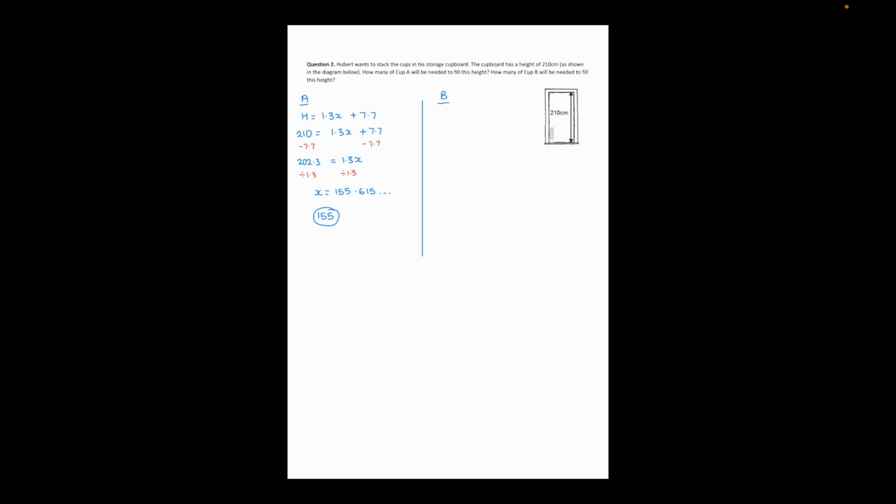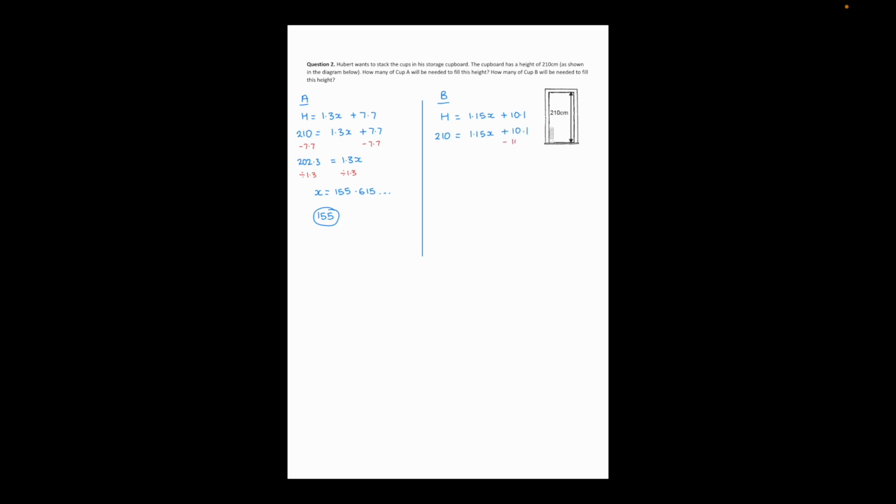And then for cup B, I'm going to do the same thing again, but this time with the equation for B. So I know that the height is equal to 1.15x plus 10.1. And I'm trying to think how many are going to fit into 210. Now I'm expecting this to be more because we know that cup B is a smaller stack. So I would expect more cups to fit in. So 210 is equal to 1.15x plus 10.1.